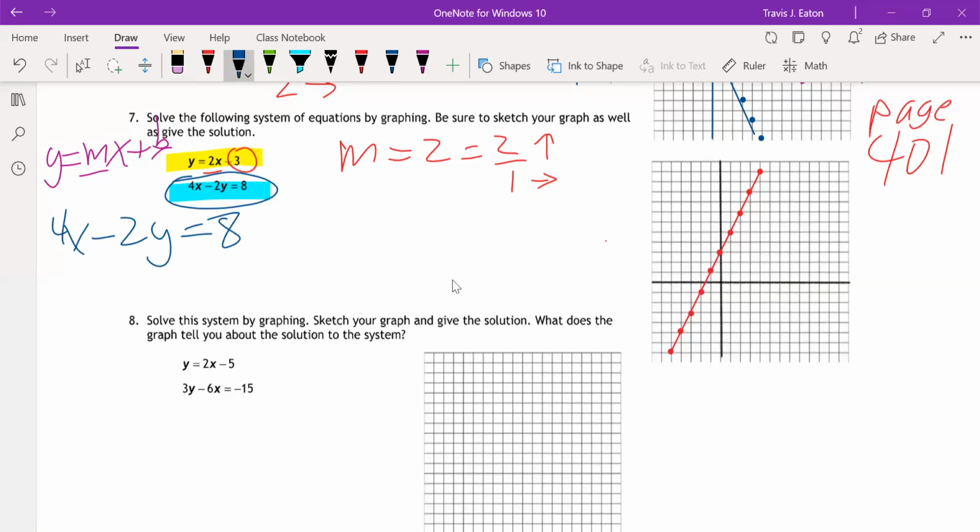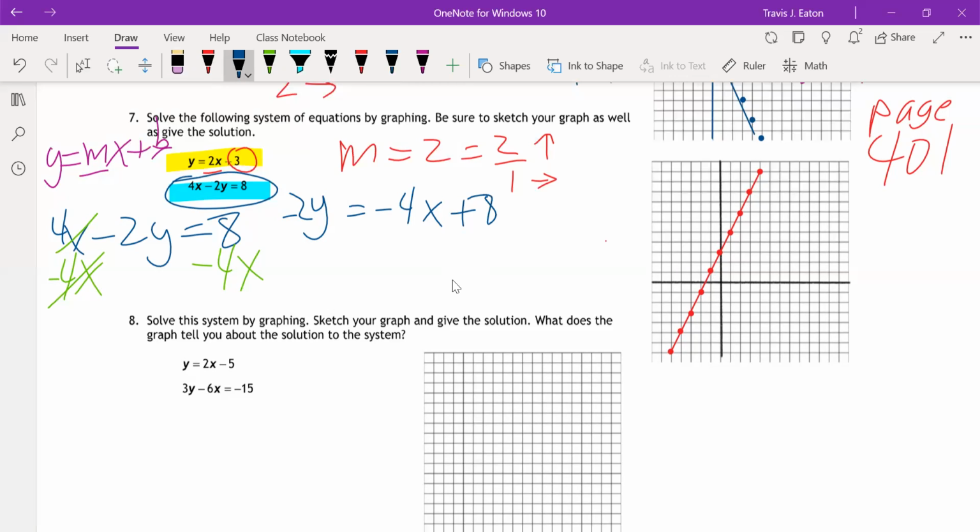Okay. So 4x minus 2y equals 8. Well, I want to make sure that I get my y on the left-hand side of my equal sign, so it's in slope-intercept form, so I can graph it. So the first thing I have to do is get rid of this 4x. So I have to subtract 4x from both sides, and that goes away, and I am left now with negative 2y equals negative 4x, because I want to put that first, plus 8, because that's a positive 8. Okay, so I went from here to there.